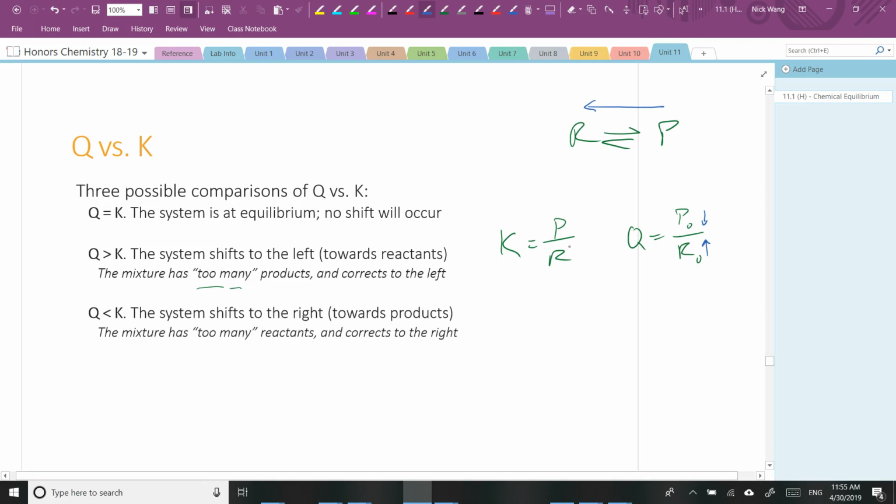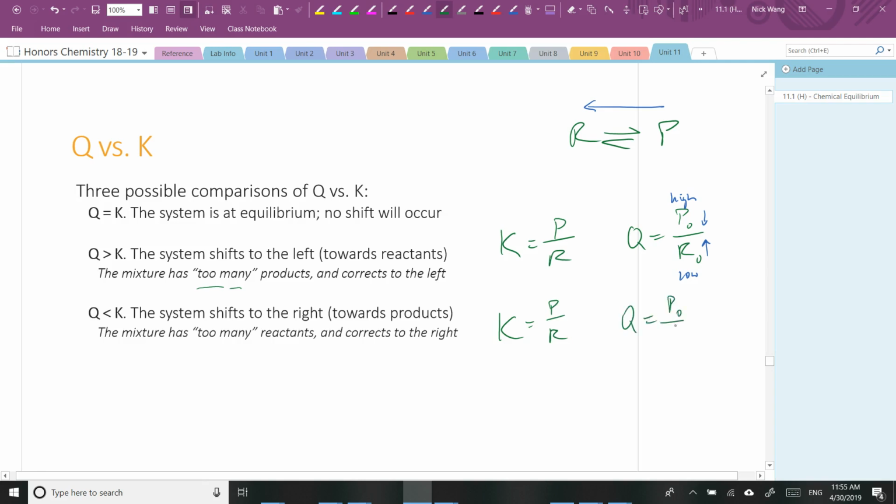So once again, comparing Q versus K, if Q is too large compared to K, that means the numerator is too high and the denominator is too low. As a result, to reestablish equilibrium, you're going to lower the value of P, increase the value of R, and get closer to K. And so if you do that, you're basically shifting the equilibrium towards the reactants. So if Q is greater than K, whatever mixture you have, it's going to shift towards the left overall. On the other hand, if you have Q less than K, so once again, let's rewrite these just to make sure you have something to discuss.